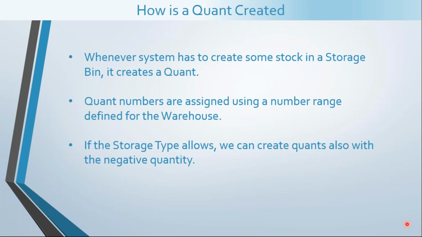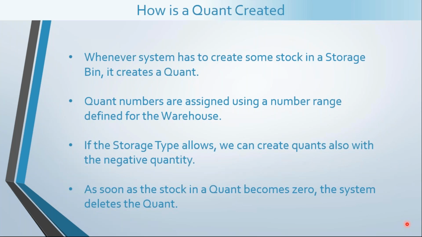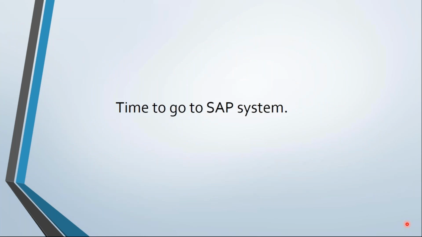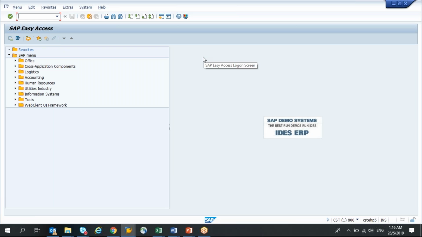Okay, this one we would directly understand in the SAP system when we go there. And as soon as the stock in a quant becomes 0, the system deletes the quant. This is also something which we already discussed in the previous slide, but this is important to know. Okay, so time to hit SAP.